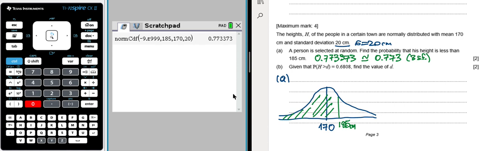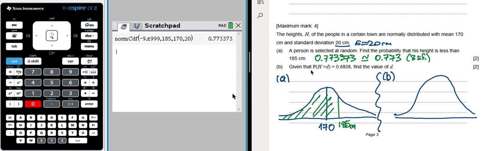Now for part B, I'm going to do the same thing. I'm just going to draw the shape for part B to show what proportion of the normal curve area I'm calculating. It says here that the probability of the height h being bigger than d is 0.6808. So let me put the mean here in the middle again, and I want the area bigger than that number d to be around 68.8%.